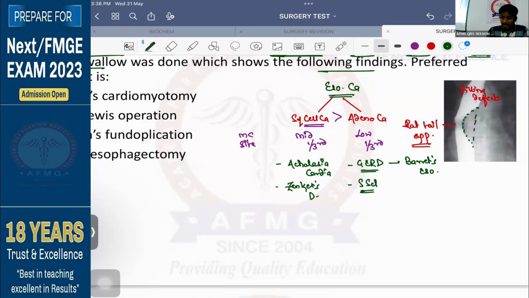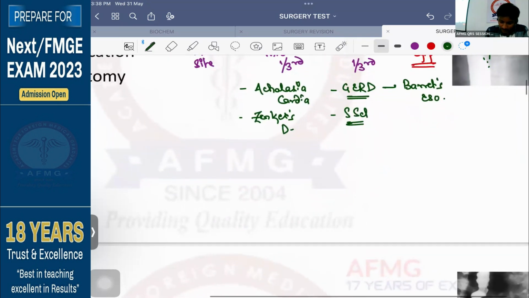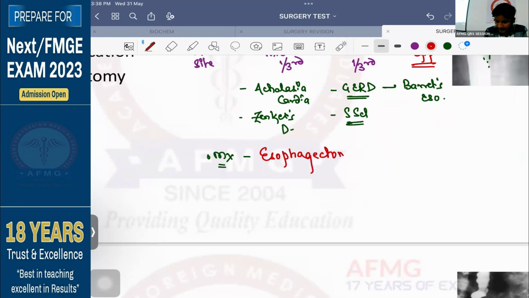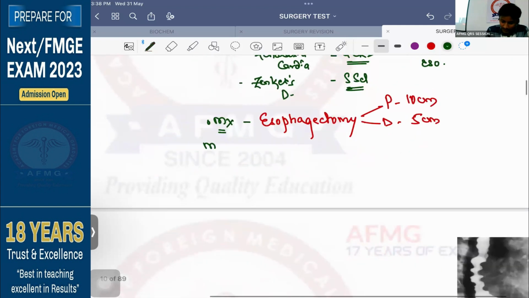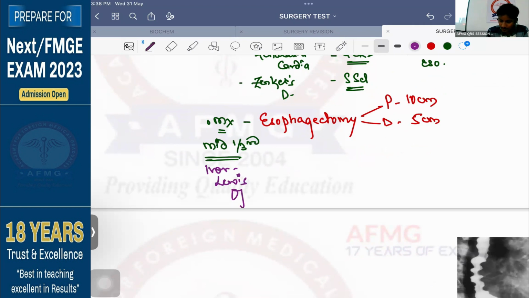No issues with this. And I've told you, for management of a esophageal cancer, definitely the treatment is removal of the esophagus, and that is what is called as esophagectomy. Proximal margin is 10 centimeter and distal margin is 5 centimeter. Okay. Now, if the cancer is in the middle 1/3, then definitely the surgery is called as Ivor-Lewis operation, which is the most commonly performed surgery.